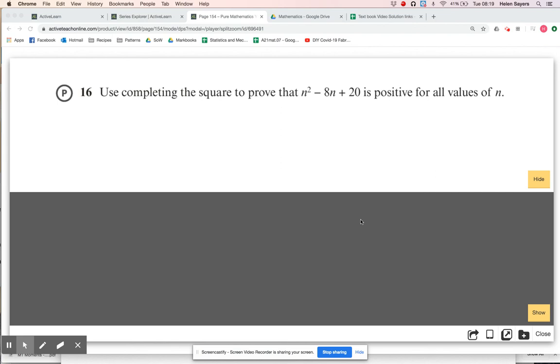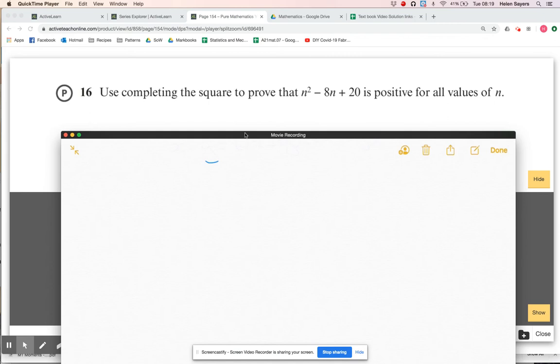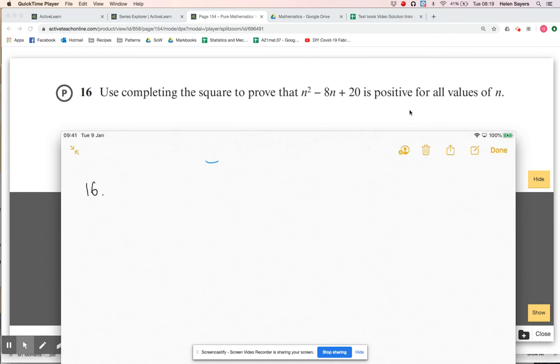Okay, we're on mixed exercise 7 from the first year core textbook, and we're looking at some proofs. So question 16, this is not too bad because we're actually told how to tackle it. We're told to complete the square. And actually this sort of type of proof does come up a lot in various forms.